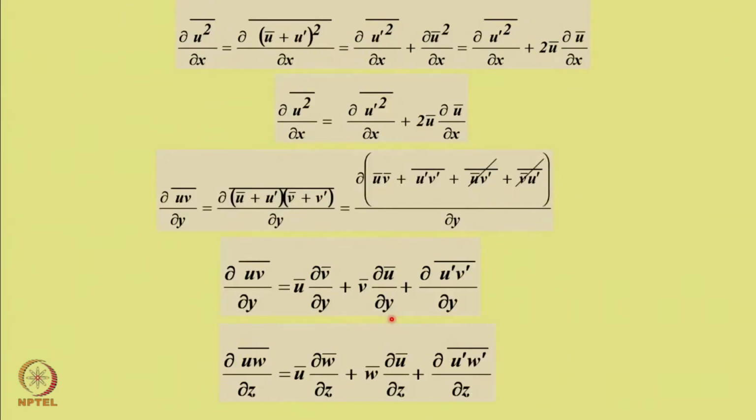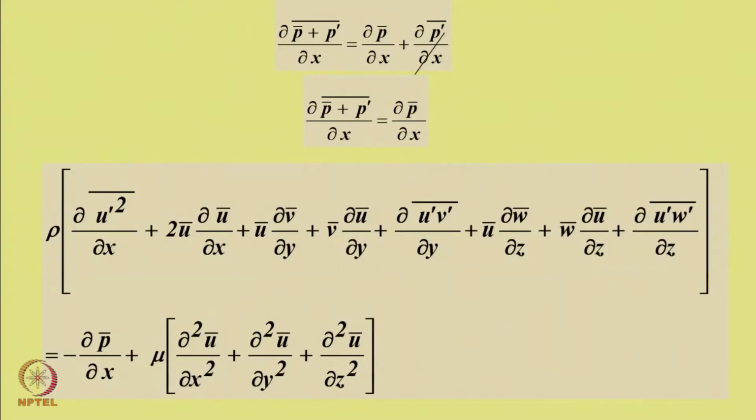then we Reynolds averaged term by term, that is we took del u squared bar by del x, del uv bar by del y and del uw bar by del z, and we found that we got the extra terms, that is del u bar squared by del x, del u prime v prime bar by del y and del u prime w prime bar by del z. Similarly for pressure we got del p bar by del x, and for mu del squared u bar by del x squared, del squared u bar by del y squared, del squared u bar by del z squared.